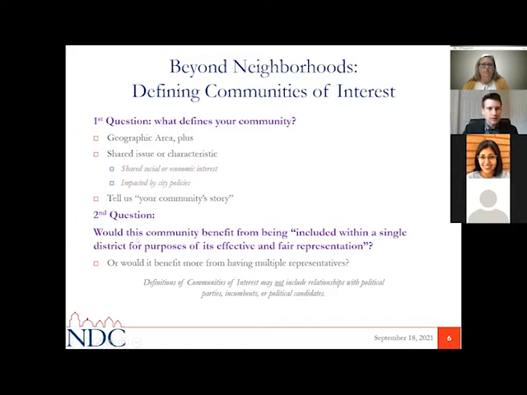But importantly, we want to know if the community would benefit from being included within a single district for purposes of its effective and fair representation. Because the law only says that we have to keep it undivided if it would indeed benefit from just being in one district. There could be examples of districts that would benefit more from having multiple representatives. But when we're talking about communities of interest, we're not talking about any partisan considerations.